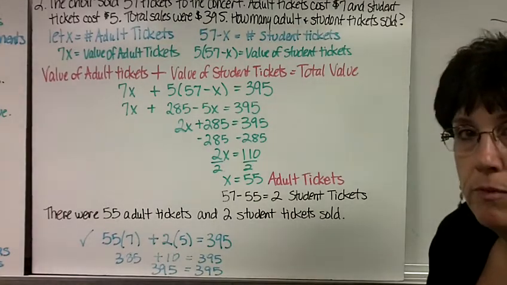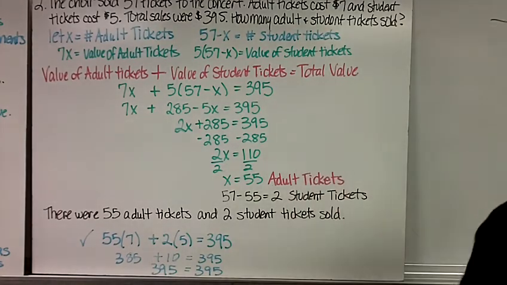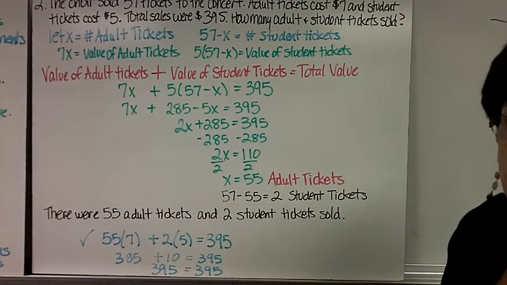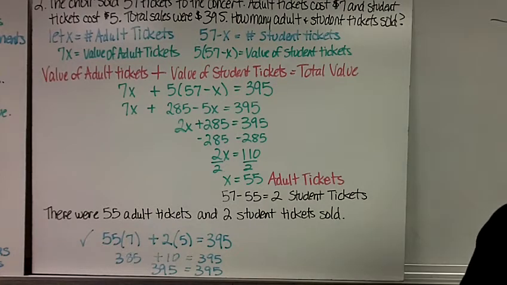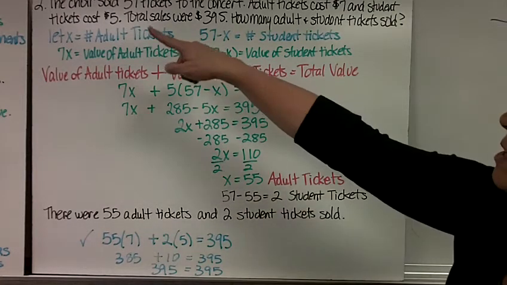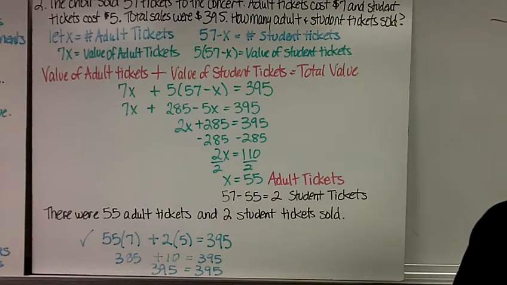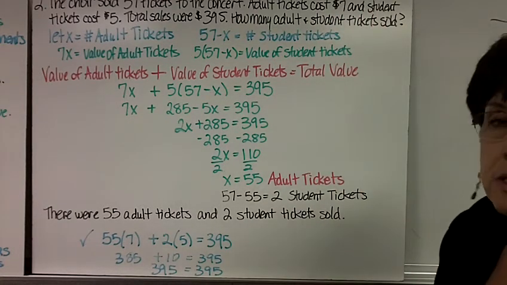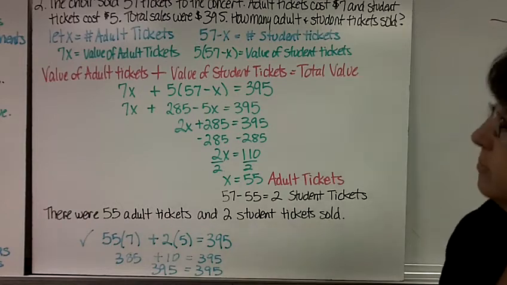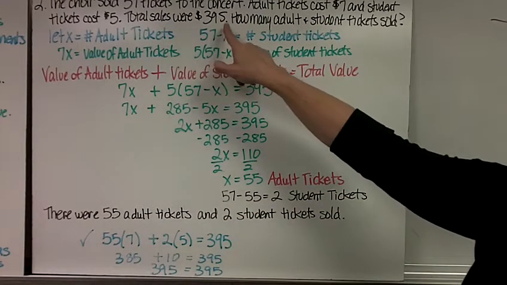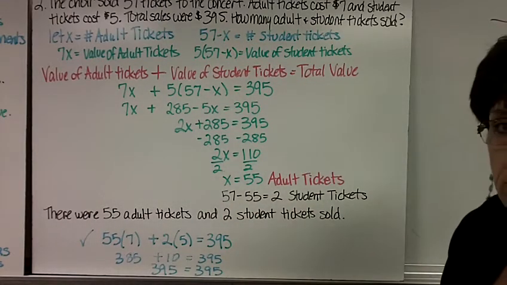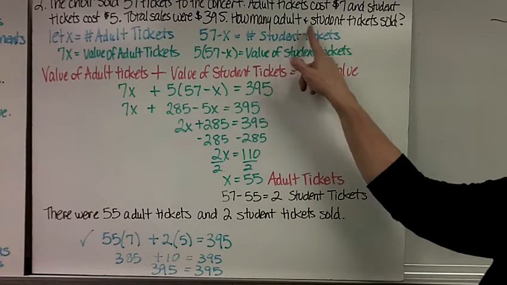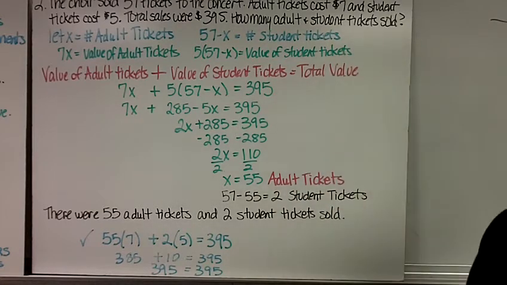So that was a problem for coins. Now here's a sample for a problem with tickets, because tickets cost money. The choir sold 57 tickets to the concert. Adult tickets cost $7 and student tickets cost $5. Total sales were $395. How many adult and student tickets sold?